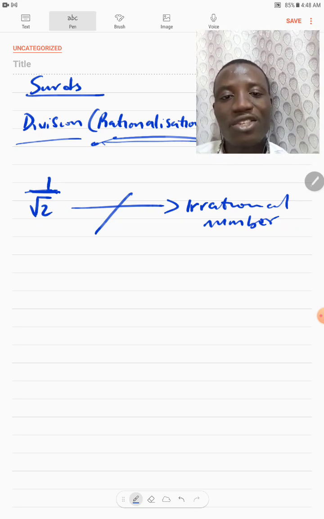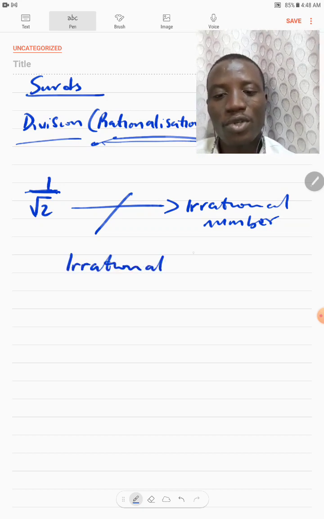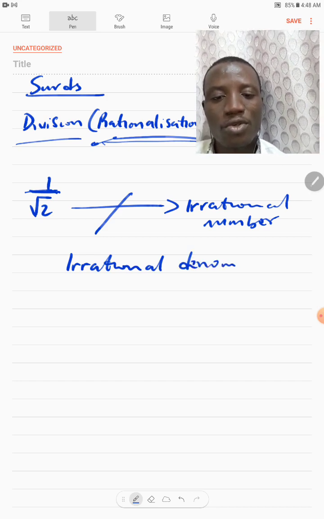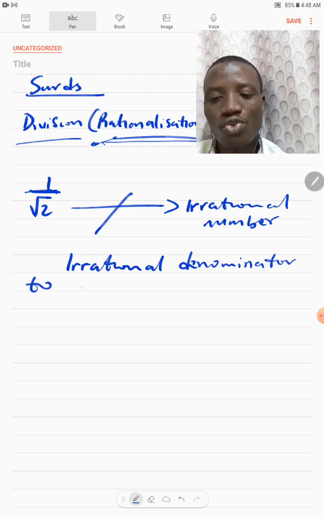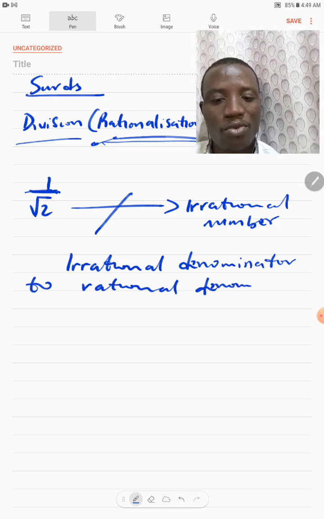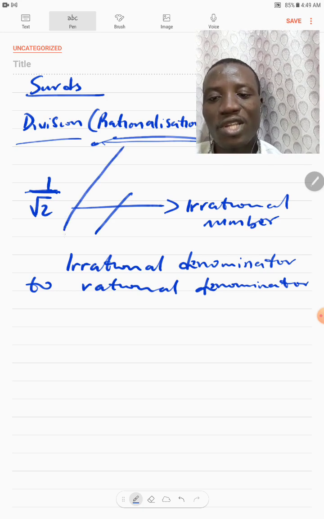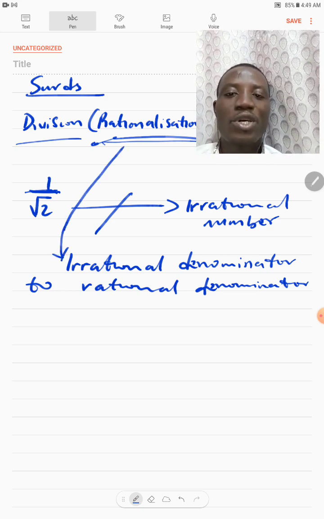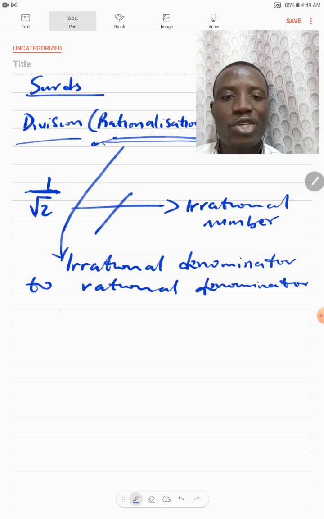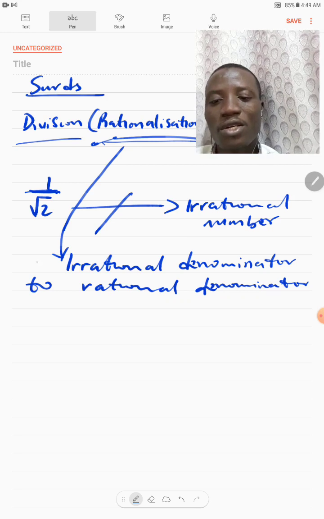So rationalization simply means the process of changing an irrational denominator to a rational denominator. So that's what we mean by what? Rationalization. So it's the process by which we change an irrational denominator to a rational denominator.